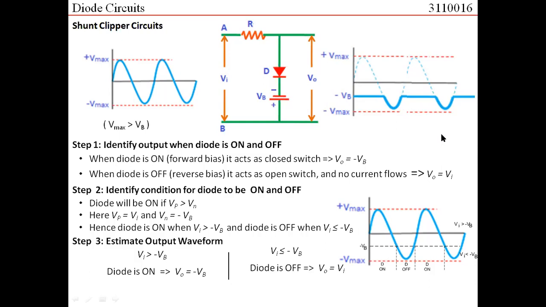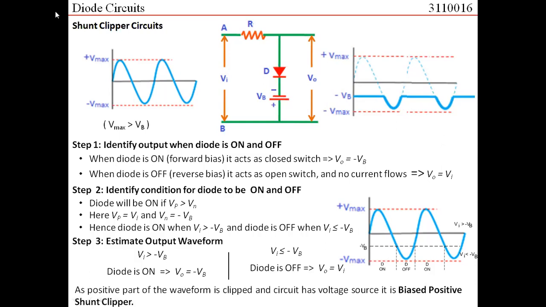Right? If we try to classify this, then this is a shunt clipper, this is a biased clipper, and as the upper portion of the waveform is clipped, we would call it a positive clipper. So combined, we would call it a biased positive shunt clipper. If required, you may take a pause here and compare your answer with what we have done. I am sure you would be able to understand it clearly.